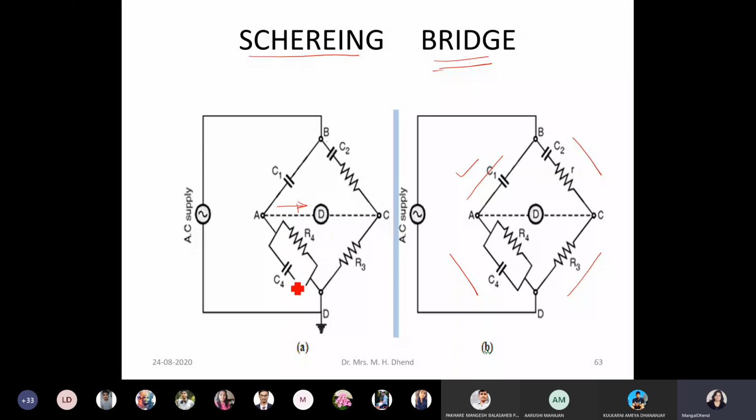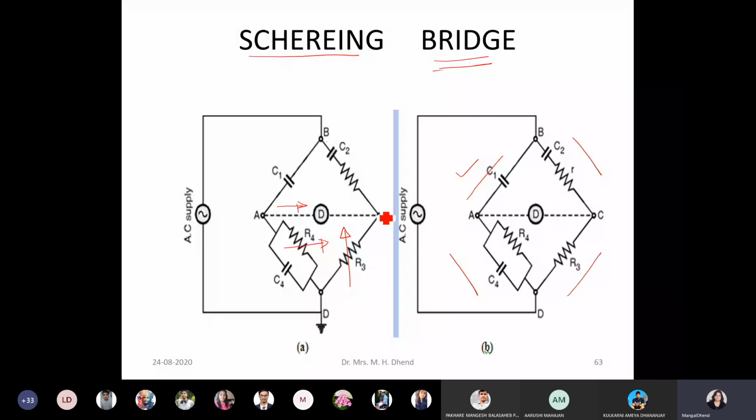Here no parameters are shown. Actually, R4 and R3 will be variable. So in the bridge, some parameters are kept variable, and you go on varying some parameters to balance the bridge. When balance comes, you can observe it with the help of the detector, and you can use the condition that balance is there, VAD is equal to VAC. Then you find out what VAD will be in terms of these components.